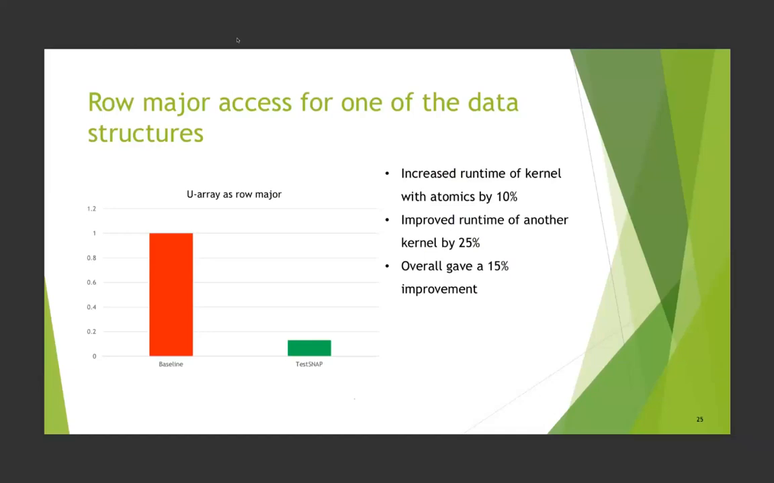So here we had to make a trade-off. If we store the U array in the row major format, we were losing approximately 10% of performance on the kernel that was performing the atomic operation, but we were gaining approximately 25% on the other kernel that I just spoke about. So we had to make a trade-off, and we got another overall 15% improvement in the overall timing. Next slide, please.